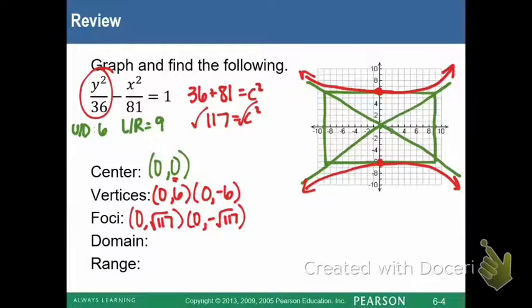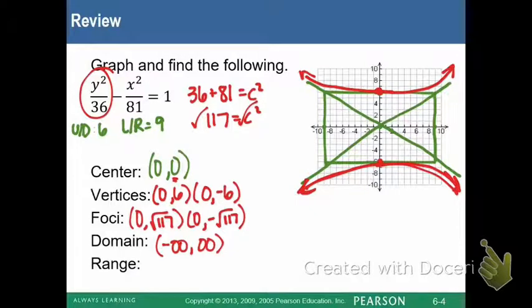Now, for the domain and range, we haven't really talked about this yet. Remember, for domain, you think left and right. So in both of these pieces, actually, the graph does go left forever and it does go right forever, and there's no holes, there's no skips. So this domain is going to be negative infinity to positive infinity. Okay, it does go left and right forever.